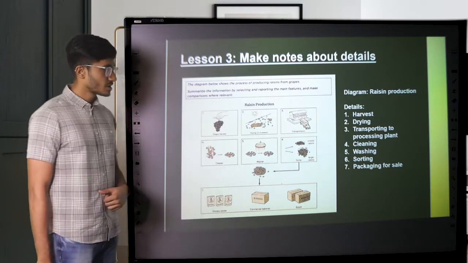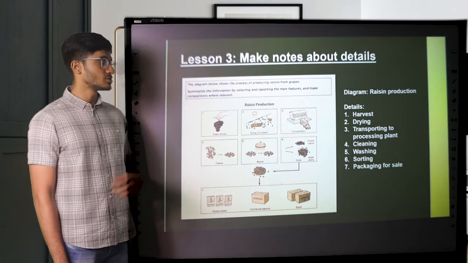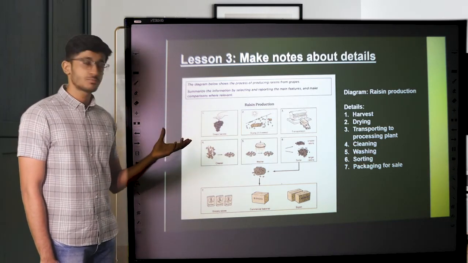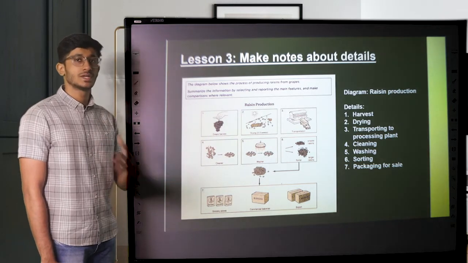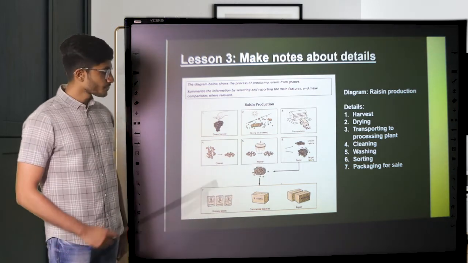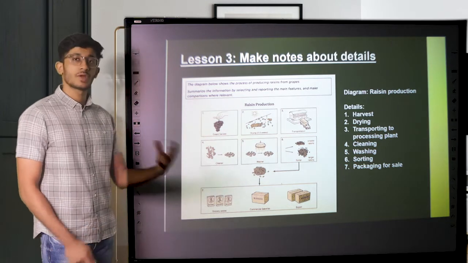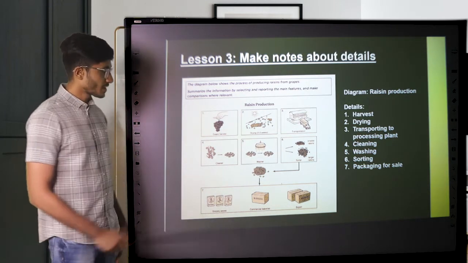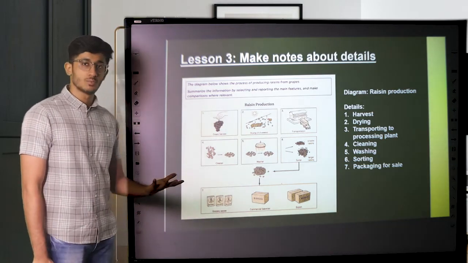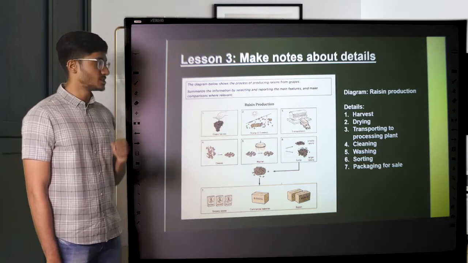The third picture here shows a bus and a factory and it's written transportation. So we know that the grapes are being transported to a particular place where it's going to be processed. So that's what I wrote, transporting to processing plant. Then the fourth picture shows cleaning. So the grapes are being cleaned. Then it shows washing or washer. So you can write the grapes are being washed. It's just keywords, simple keywords that tell you what the image is showing.